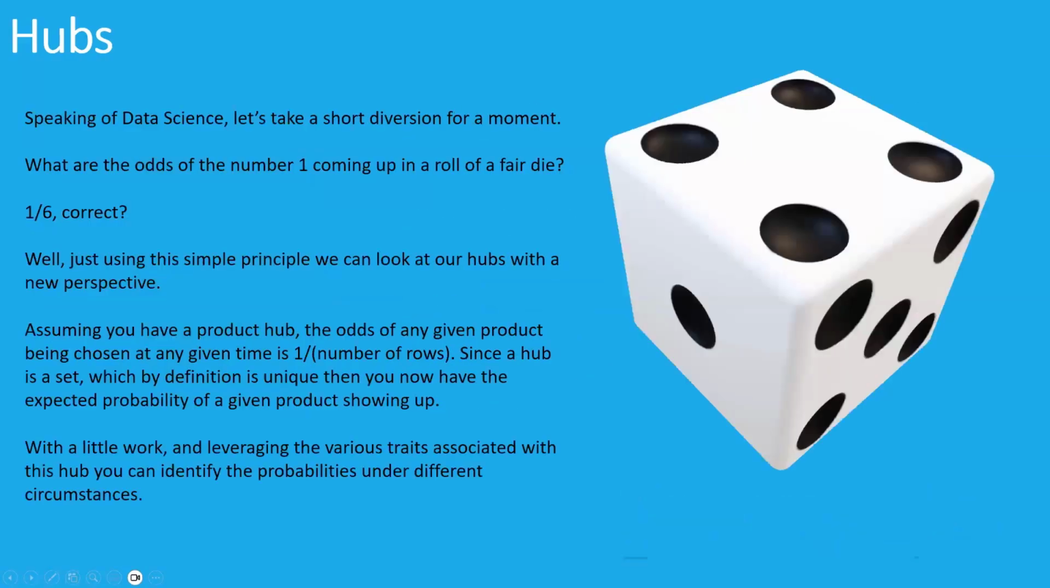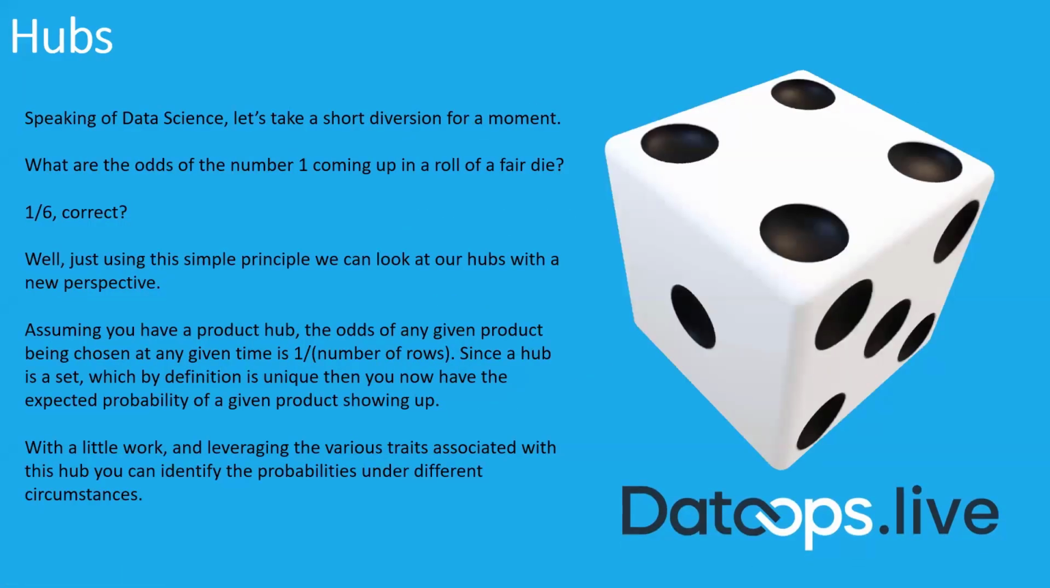A really cool implementation of something that was in the chat earlier, somebody mentioned probability. Let's take a little bit of a diversion here. What are the odds of number 1 coming up in the roll of a fair die? Hopefully this will be pretty easy for those of you that have some basic probability theory: 1 out of 6. Well, where that number comes from is there's a total of 6 expected values, and whenever you do a roll, one of them is going to come up.